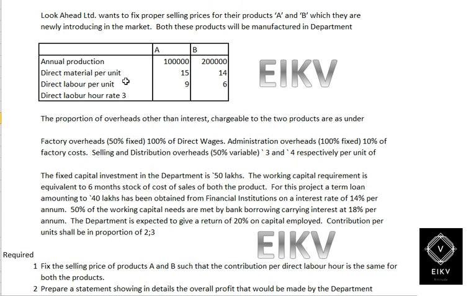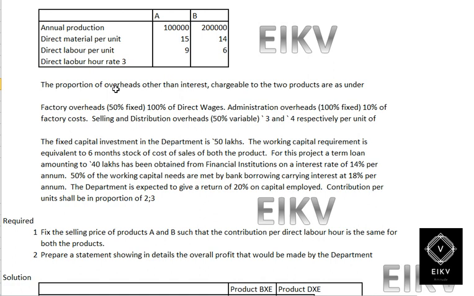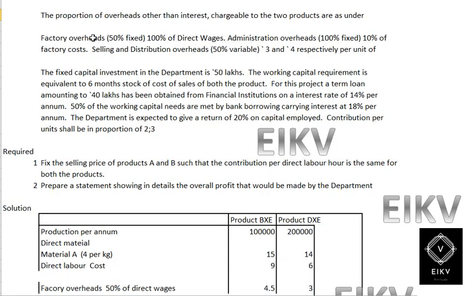Direct material 15 and 14. Direct labor 9 and 6. Direct labor hour rate is 3 per hour. The production overheads other than interest chargeable to the two products are as under. Factory overhead 50% fixed, 100% of direct labor. Administration overhead 100% fixed, 10% of the factory cost. Selling and distribution overhead 50% variable, 3 and 4 respectively per unit.